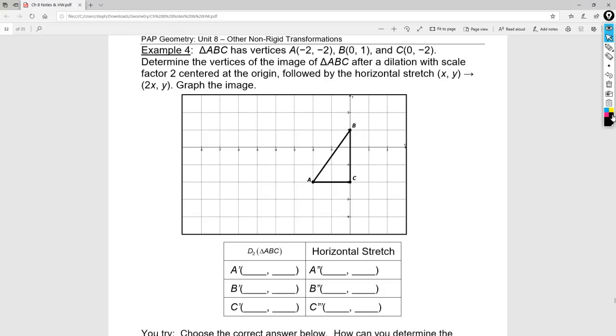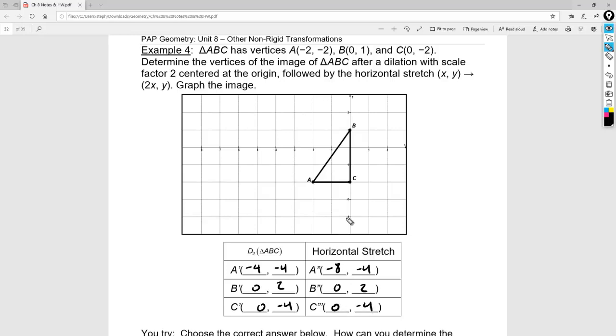They gave me my vertices, so we can go ahead and calculate our new vertices after dilation. I'm just going to multiply everything by 2 because that's what they told me to do. So I have -4, -4, 0, 2, 0, -4. Okay, and then I'm doing a horizontal stretch by a factor of 2, so only my x values will be affected here. So I'll have -8, -4, 0, 2, 0, -4.